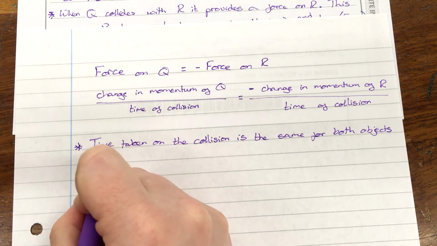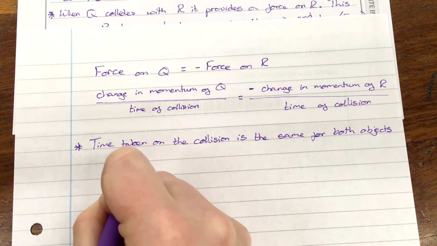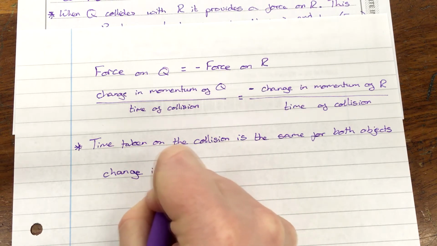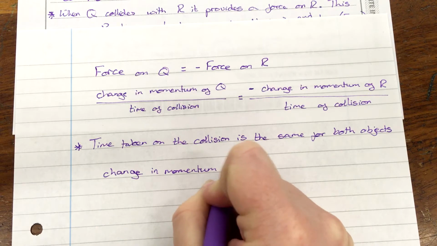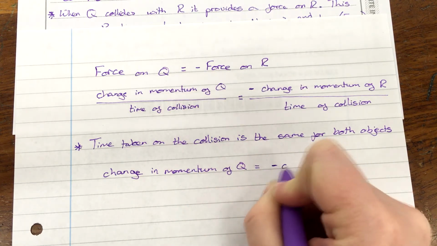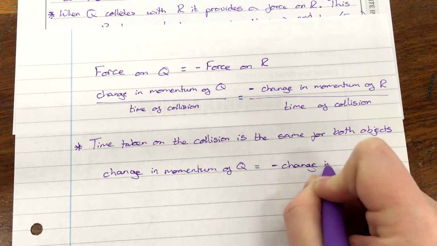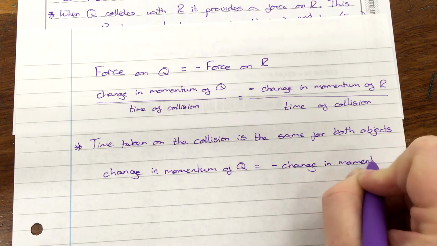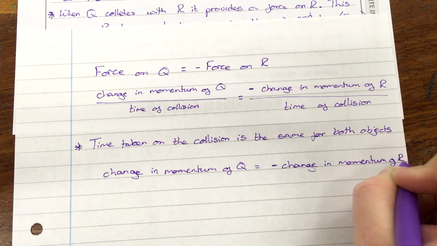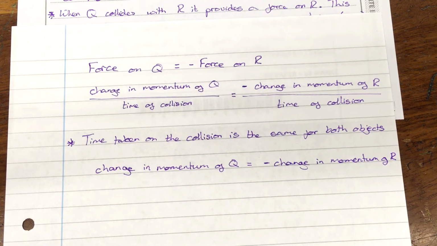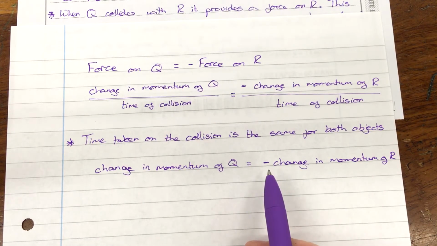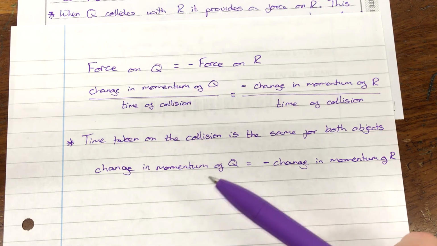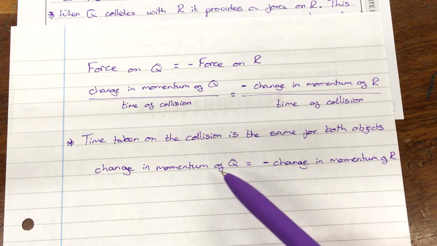which then means we can get rid of it on our equation because we can multiply both sides by it. So we get change in momentum of Q equals minus the change in momentum of R. Now, if they're both equal to each other except for this minus sign, then that means that the overall momentum doesn't change, which we knew already at the start because of our law of conservation, but we're trying to explain it, and that's essentially what we've done here.